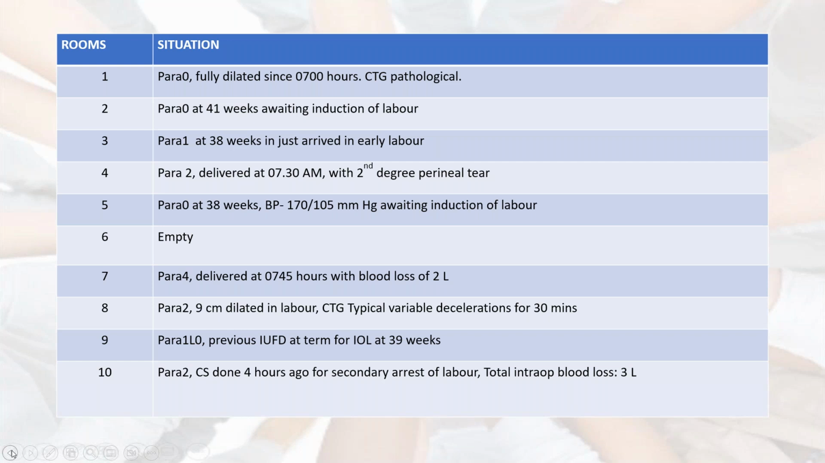Can you classify the CTG? It is the suspicious CTG. No, not yet. Because it is given to you that it is typical variable deceleration for 30 minutes. For you to classify it as a non-reassuring feature, typical variable deceleration should last for 90 minutes. So basically, in this case, you cannot as yet classify the CTG.